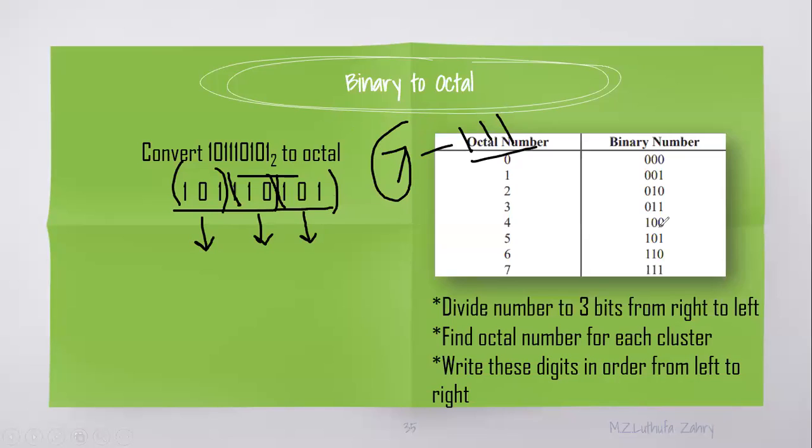For 101, check. This 101 is 5. With the help of the table, it will be easy for you. 5. And for 110, check. 110 is 6. And once again, 101 is 5. So it's going to be 5, 6, 5. Clear? That's simple, right? Very simple.